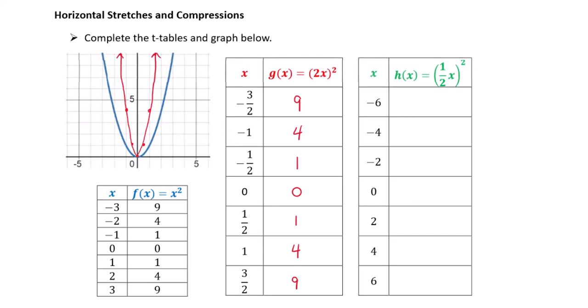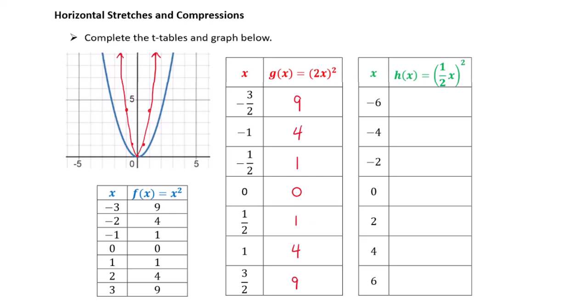You notice the 2 is grouped with the x in parentheses, so it affects it in an x way, and in the inverse way that we think it would affect it. Instead of doubling the width, it's halving the width. It's halving the width, so it's compressing it horizontally. Let's try this with the green h of x function.